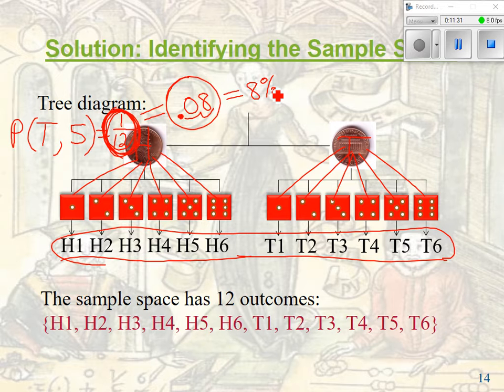If you're talking to me, I'd rather see it 1 out of 12. That makes more sense to me. Maybe if I'm talking to Miss Clark, she likes percents better. I tell her 8% of the time you're going to get a tail then a 5. Maybe that makes more sense. All right? Depends on the problem and on what you're using it for.